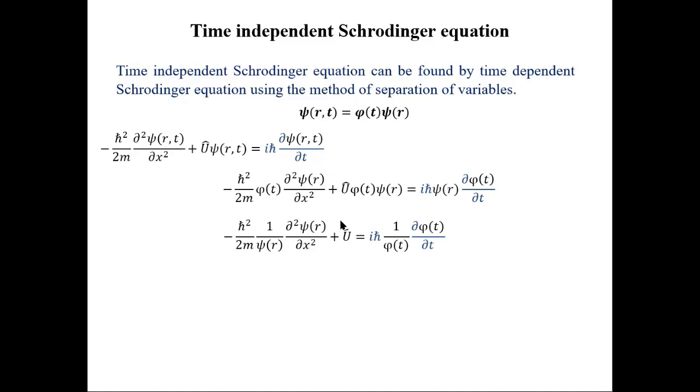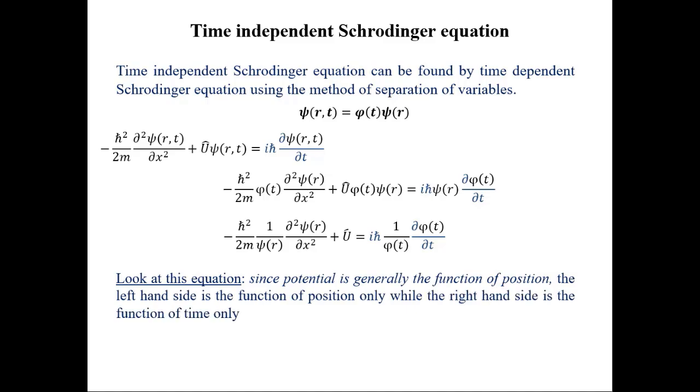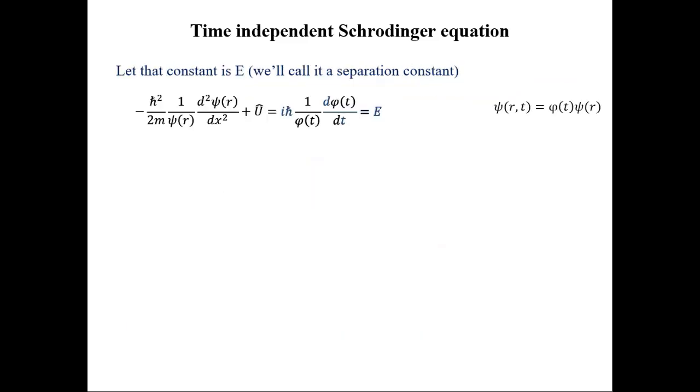Here this U is the potential energy operator and this is the function of position only for most of the cases. So if you look at this equation, you will notice that the left hand side is the function of position only, while the right hand side is the function of time only. Still, both the sides are equal. How is it possible? It is possible only if both the sides are equal to a constant. Let that constant be E. We'll call it a separation constant.